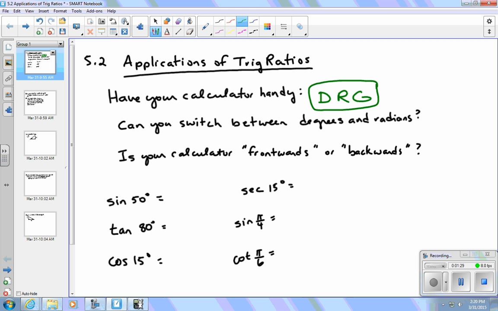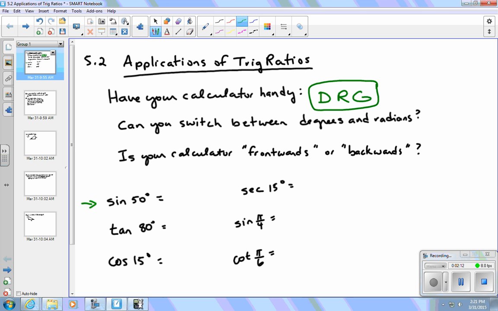The other thing you need to check is, is your calculator a frontwards one or a backwards one? And by that I mean, do you press the sine, cosine, or tan button first and then the angle? For instance, in this first example here, would you go 50 sine or sine 50? The graphing calculators and most Texas Instrument calculators are what I would call frontwards, where you put the buttons in the order that you see it, but some calculators need to have the angle put in first. So make sure that you know how yours works, and you'll be able to test it as we go through these 6 examples here. Okay?